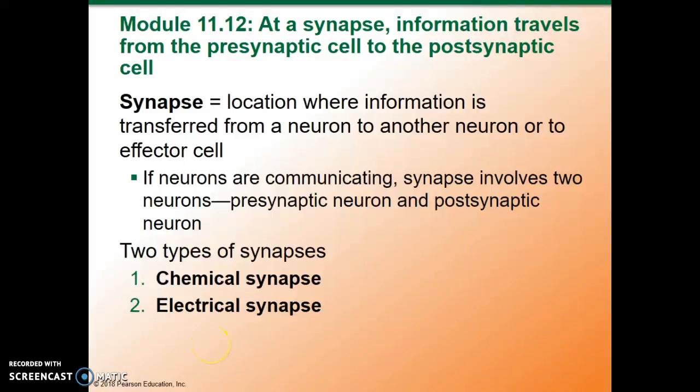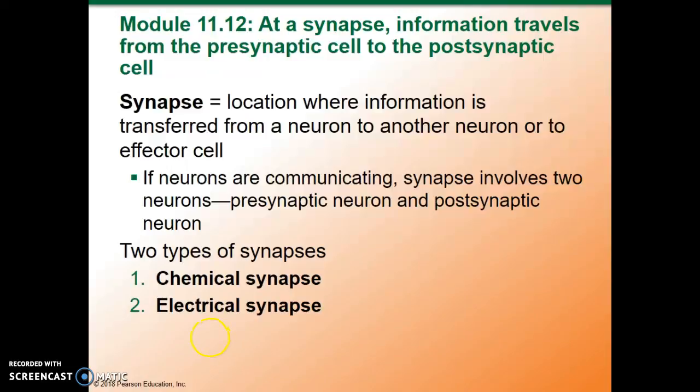I'm pretty sure you remember what a synapse is. Synapses were found at the neuromuscular junction that we learned about in the muscle chapter, but it's a location where information is transferred from a neuron to another neuron or to an effector cell, and recall effector cells could be muscles, glands, or adipose tissue. And also keep in mind that this synapse involves two neurons, if the two neurons are communicating. The presynaptic neuron and the postsynaptic neuron.